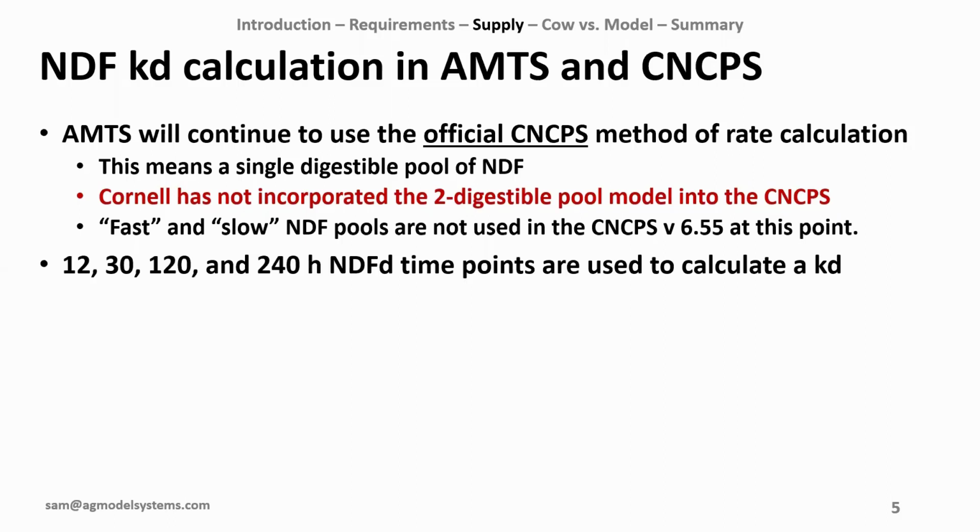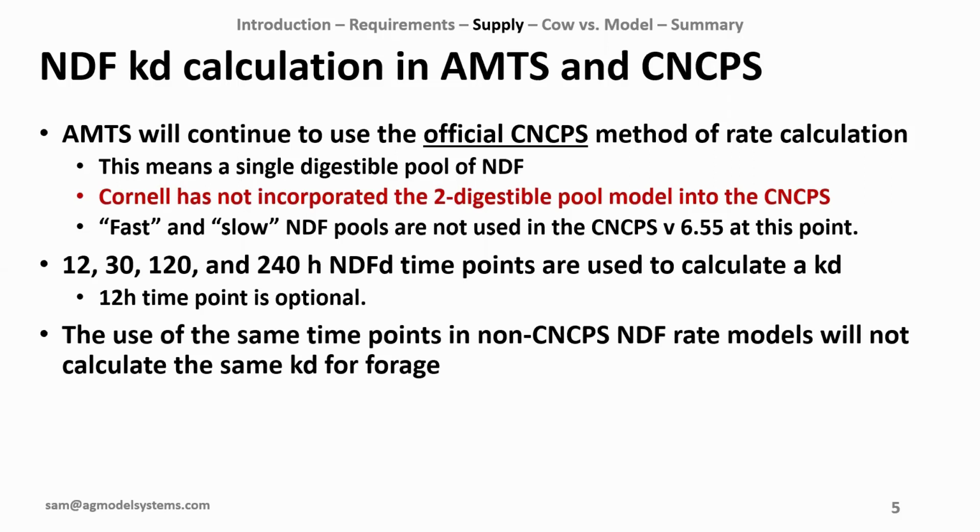12, 30, 120, and 240-hour time points are used to calculate a KD. Basically, all of those time points can be used for a forage KD. The 12-hour time point is optional. So you can either use 30, 120, 240, or 12, 30, 120, 240 if you're using multiple time points.